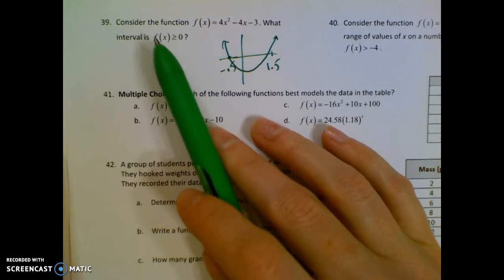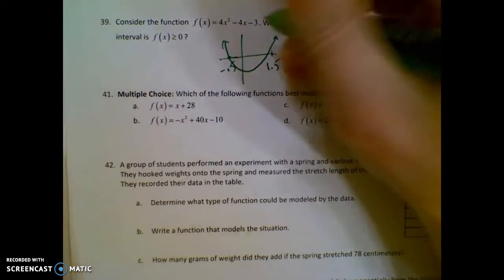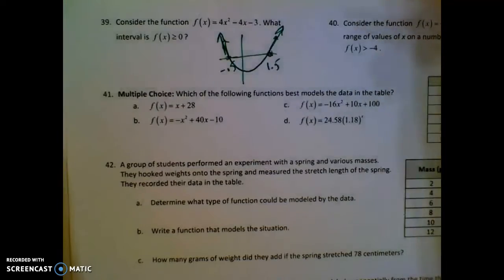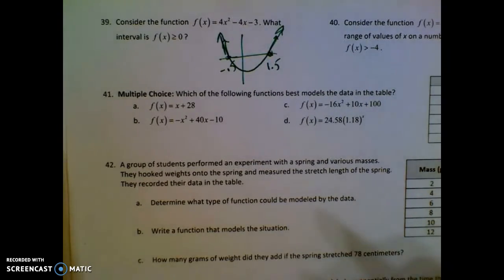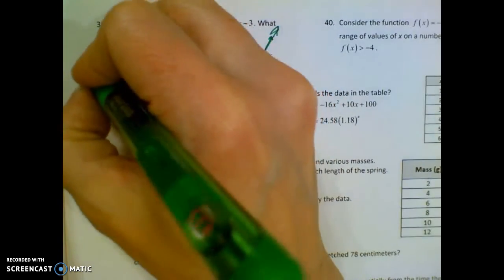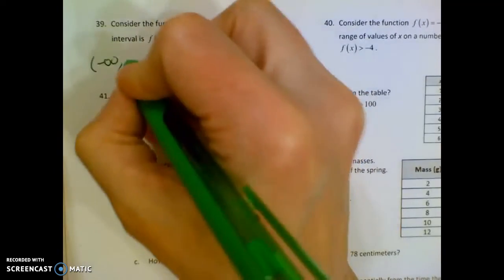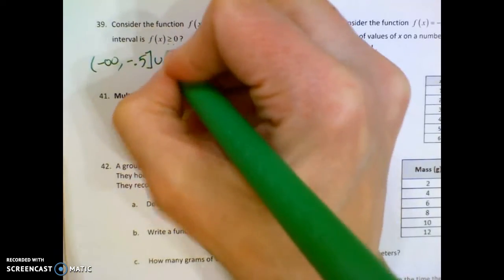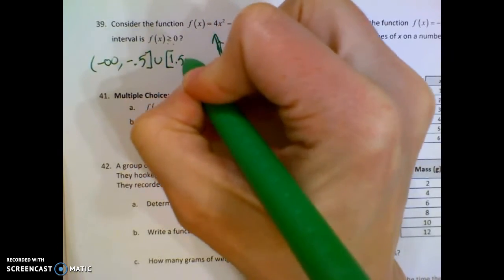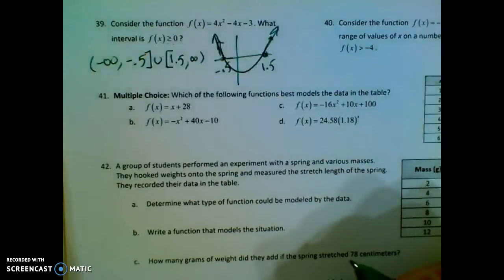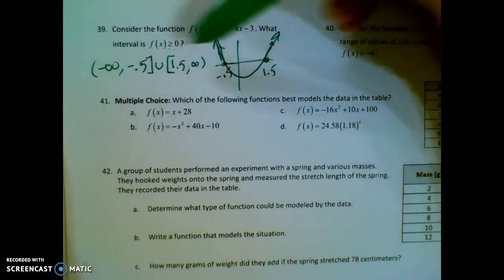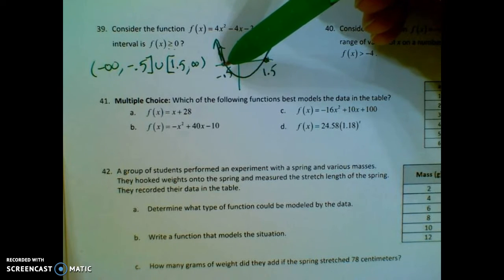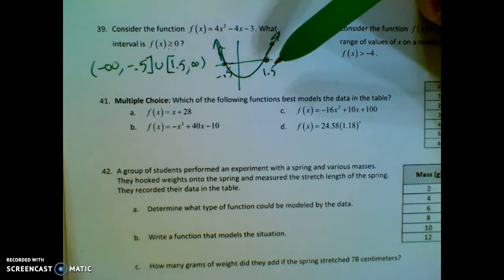Consider the function this. What interval is f of x greater than or equal to 0? Well, that's going to be anything above the axis. So if I were doing the number line, it'd be on either side, but I'm going to do, it's going to be negative infinity to negative 0.5, and this guy has the equal to, so he's going to be a bracket, or 1.5 to infinity. And so that's very messy. But if it's above 0, it's going to be to the left and to the right. If I were asking below 0, I would have bracket negative 0.5 to 1.5 bracket.